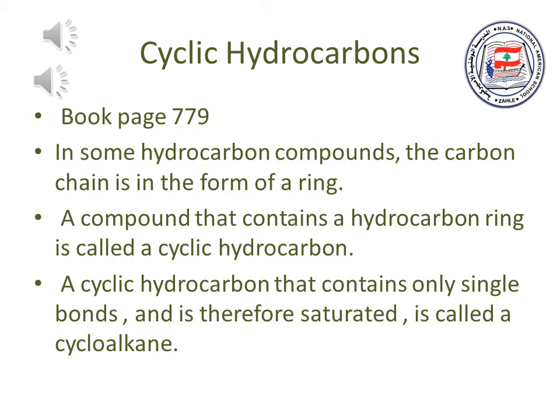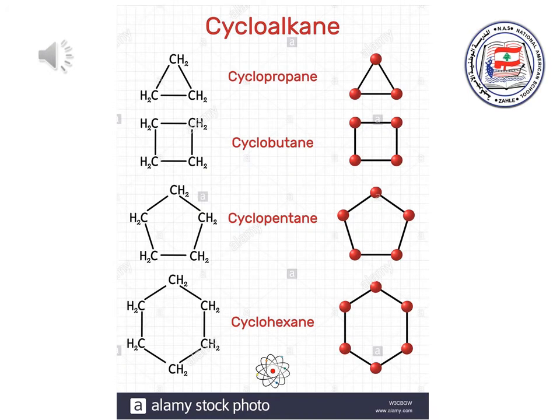In some hydrocarbon compounds, the carbon chain is in the form of a ring. So, a compound that contains a hydrocarbon ring is called a cyclic hydrocarbon. A cyclic hydrocarbon that contains only single bonds and is therefore saturated is called a cycloalkane. This figure shows the structures of some examples.